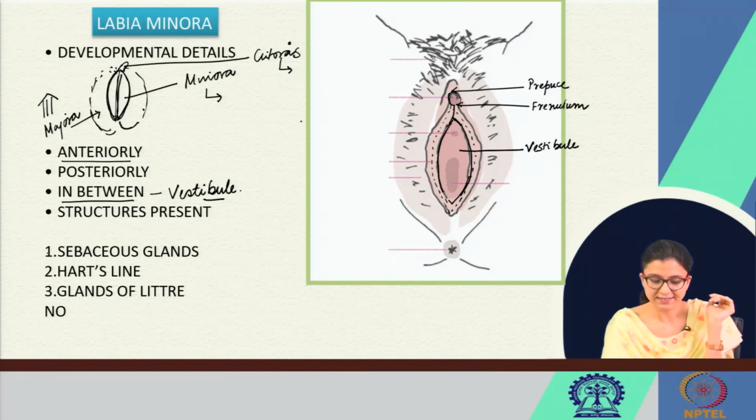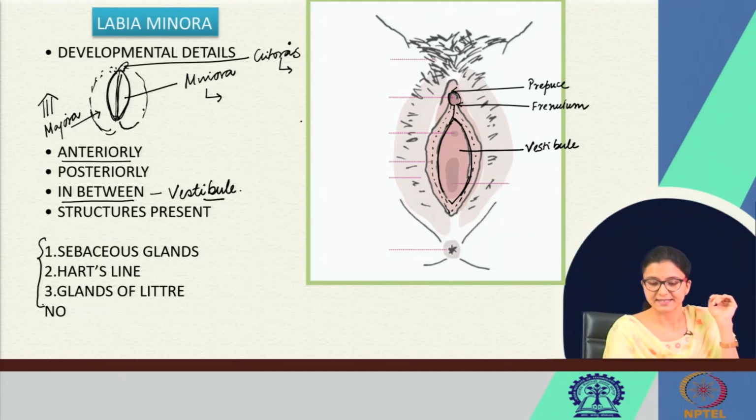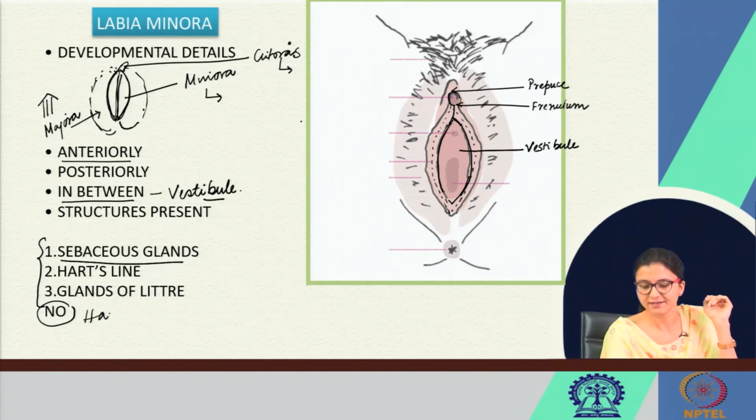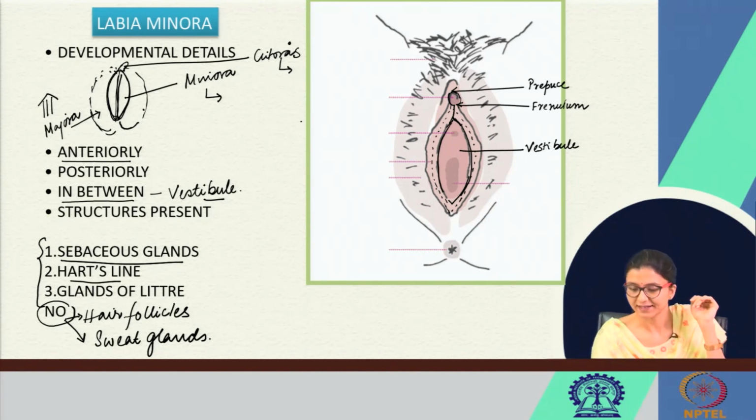What are the contents of labia minora? Labia minora contains sebaceous glands. There are no hair follicles, no sweat glands, but it contains sebaceous glands, and Hart's line is this line which I have already drawn.